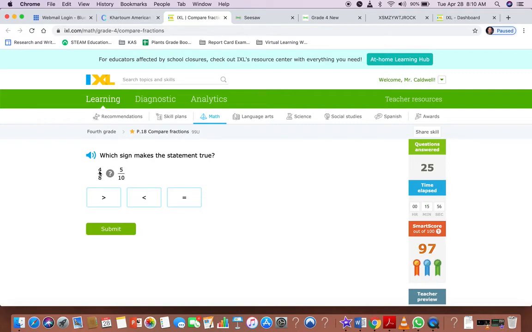4 will go into 4 one time. 4 will go into 8 two times. 5 will go into 5 one time. 5 will go into 10 two times. So they're equal. They're both 1/2.